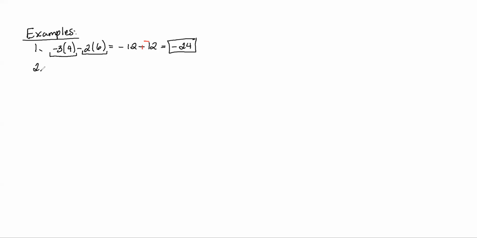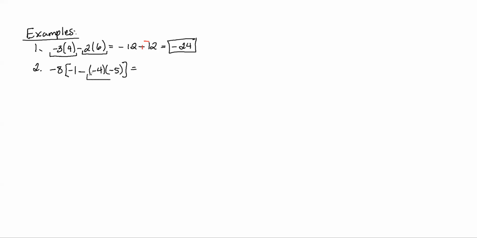All right, number 2. -8 bracket -1 minus -4 times -5. So I put both of those in parentheses because they both have negatives. And now we have a grouping symbol, so we know we have to work inside the brackets first. We have subtraction and we have multiplication.